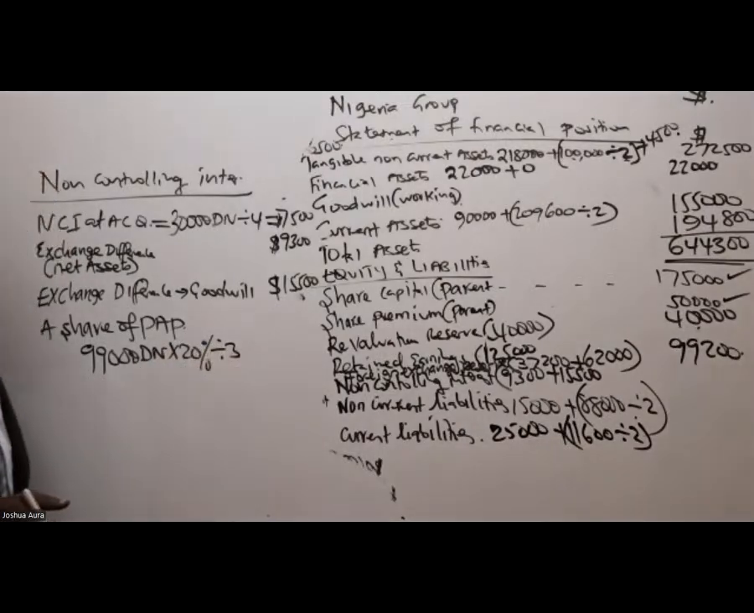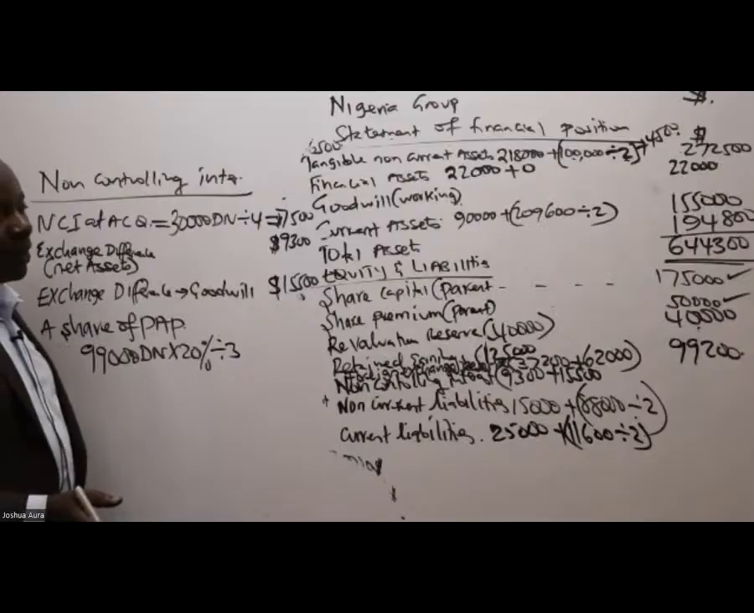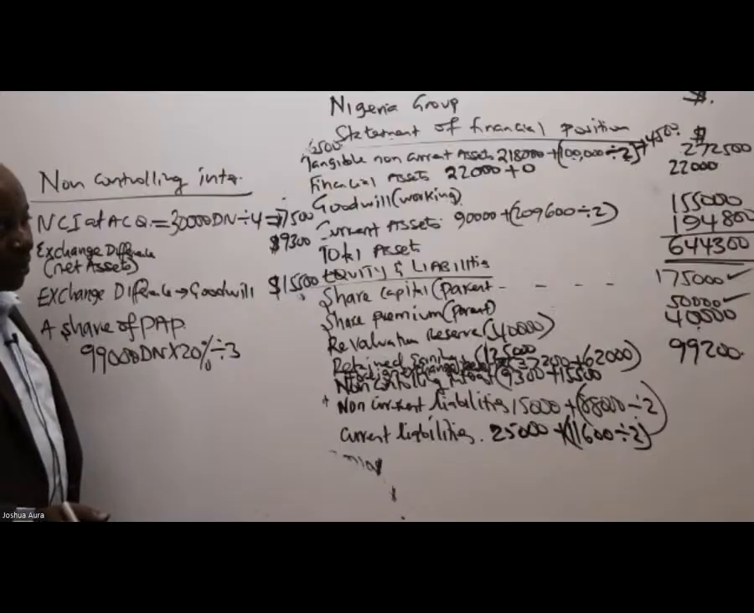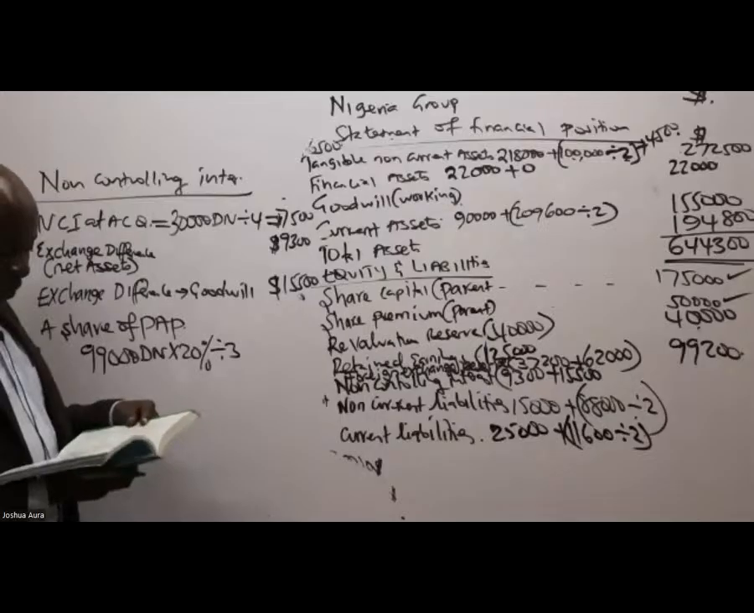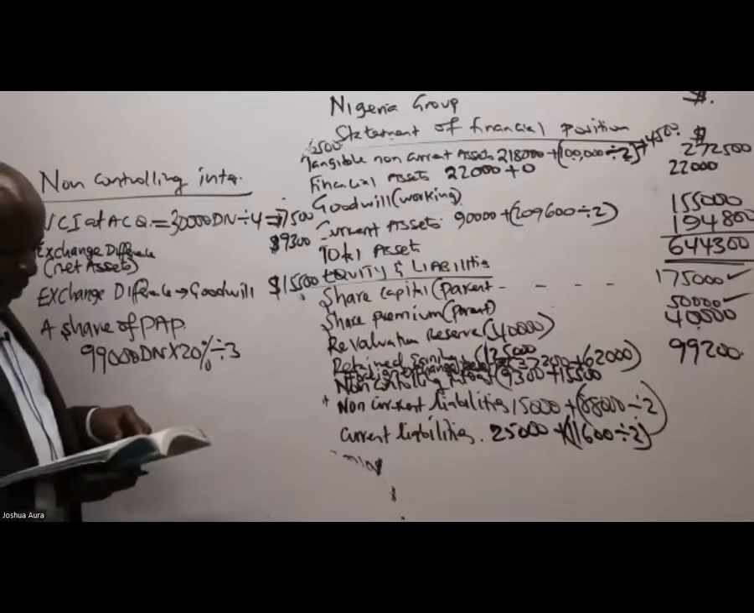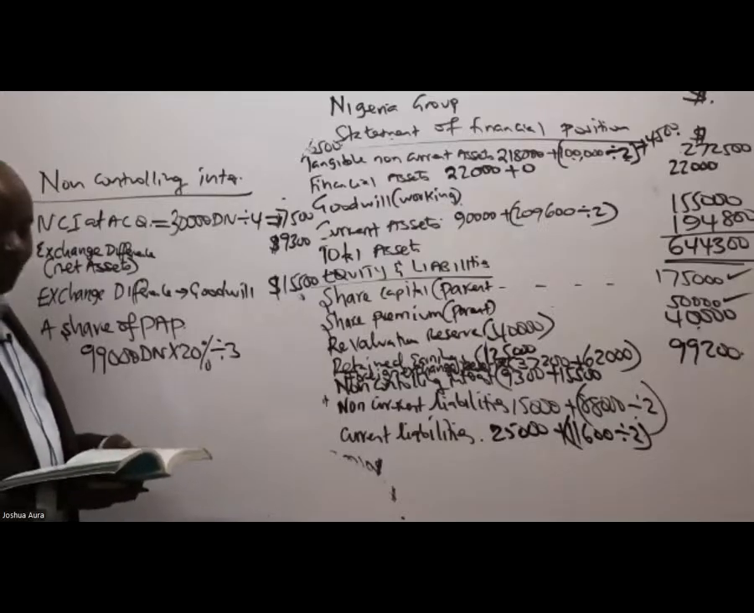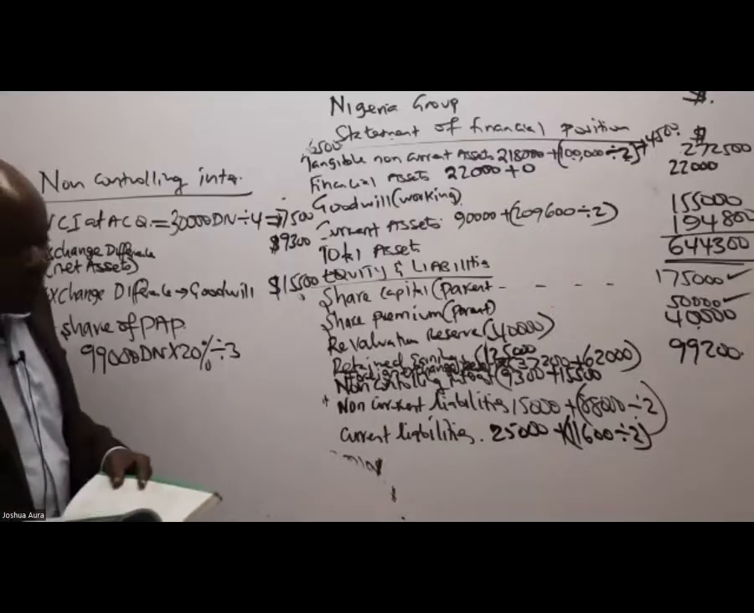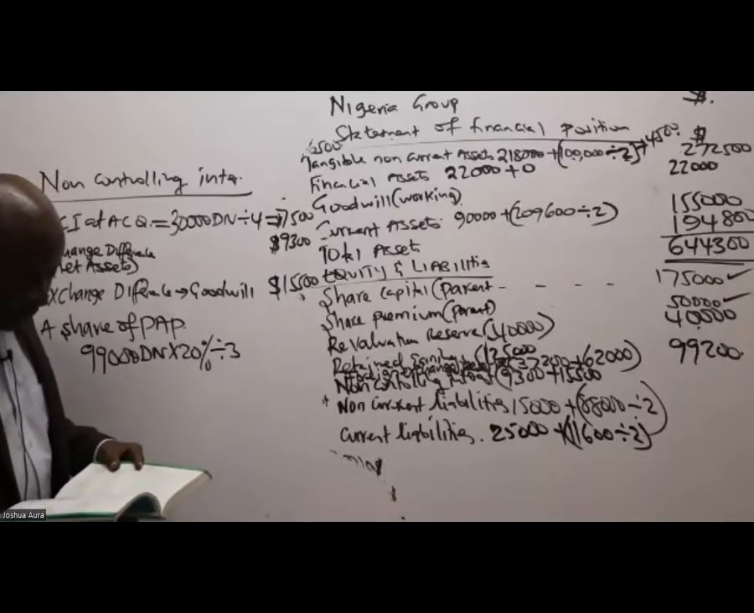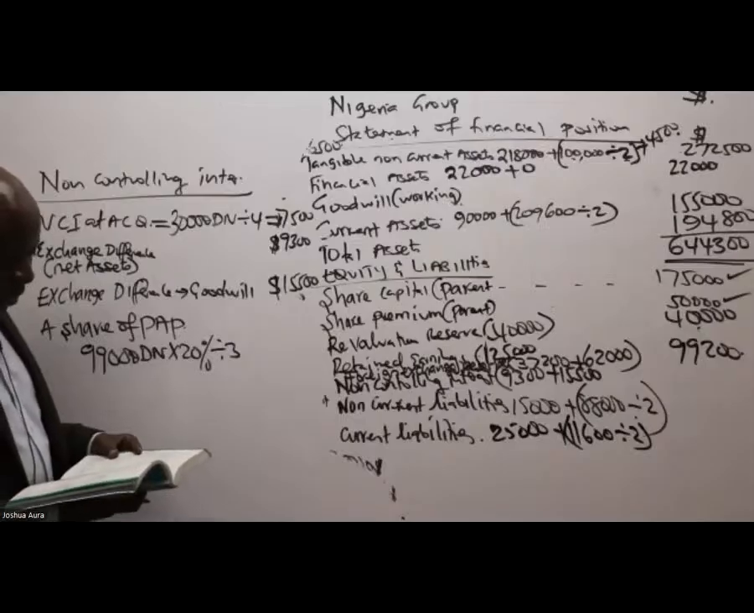Give 20% to these guys. Tell me in this case here, what do we have? So we have 6,600, I'm being told.